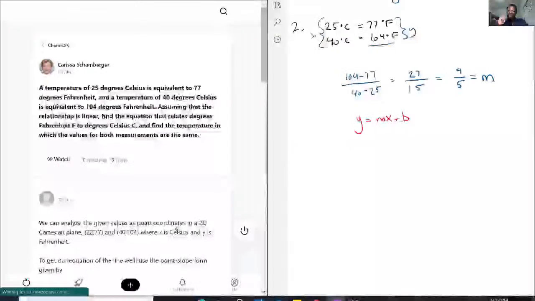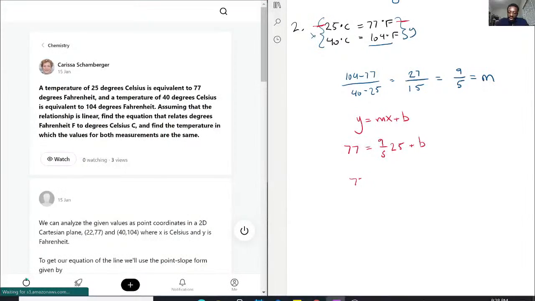I'm going to go ahead and plug in the two numbers here, the 25 and the 77, to be able to find out the proper b, in a sense, our y-intercept. So we have 77 is equal to 9 over 5 times 25 plus b. So 25 times 9 over 5 is just 5 times 9, and we do get 45. So 77 is equal to 45 plus b. So that'll be minus 45 on both sides.